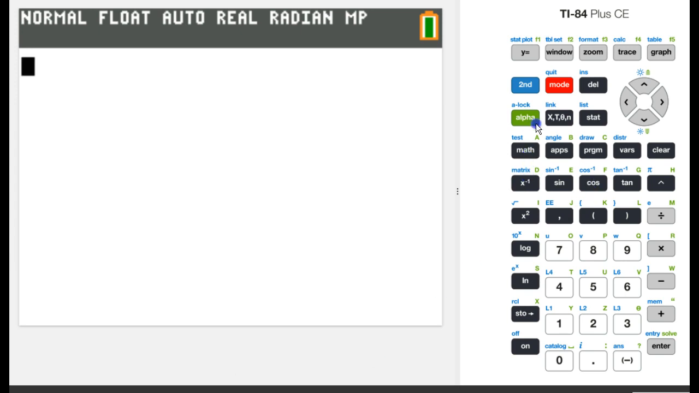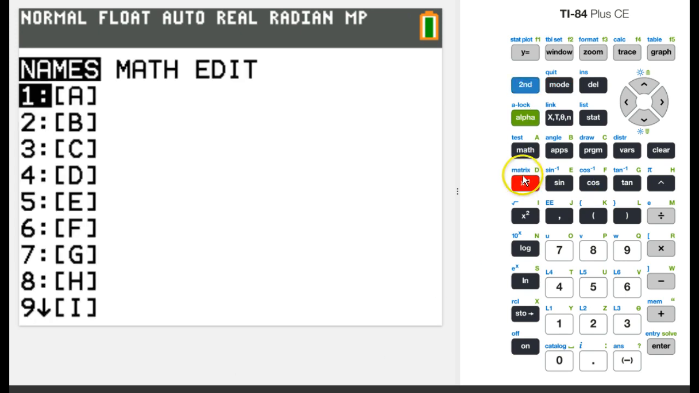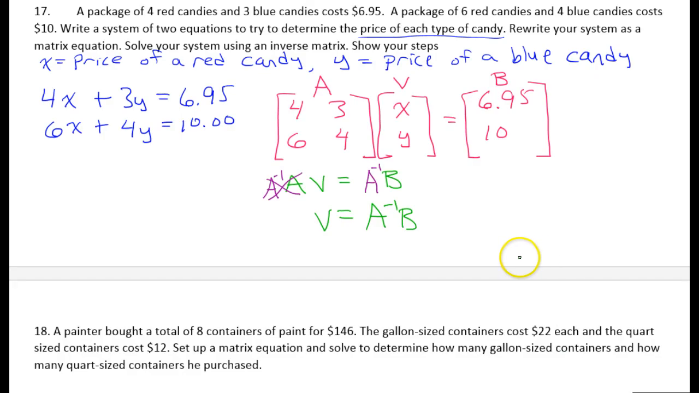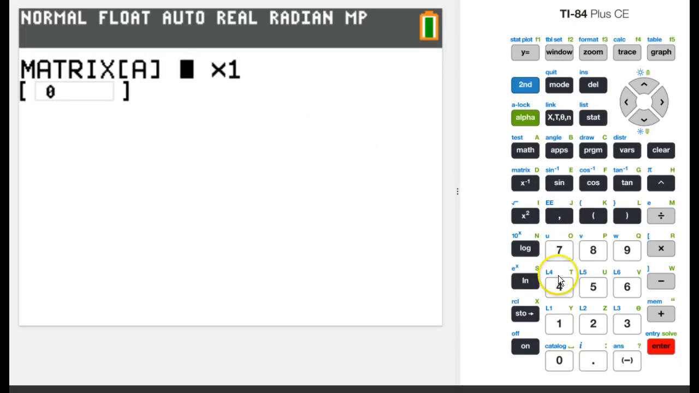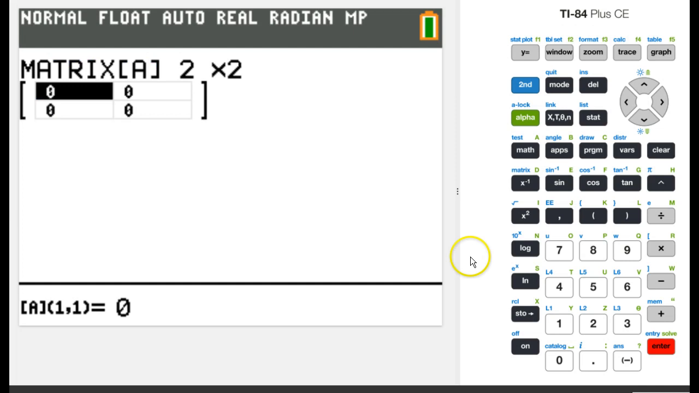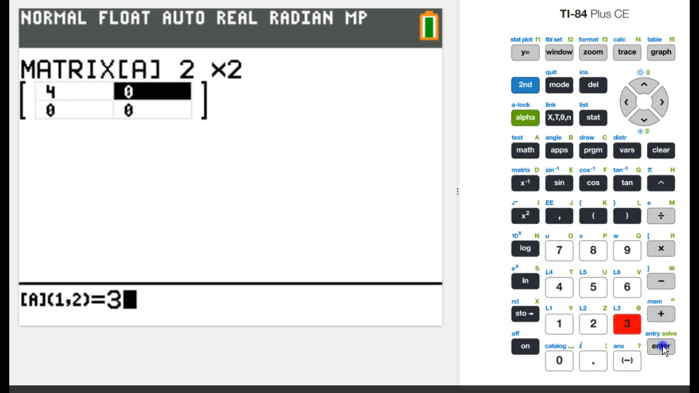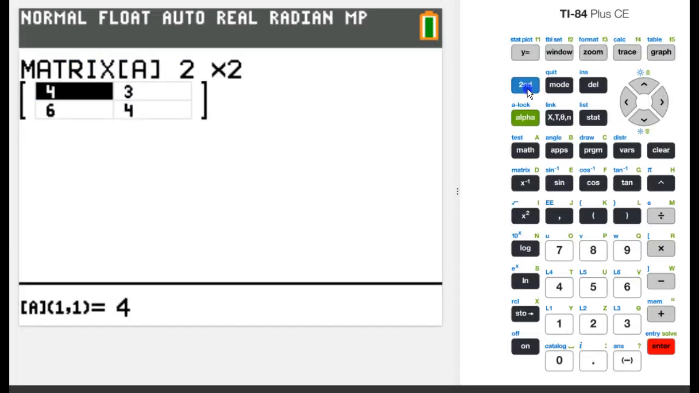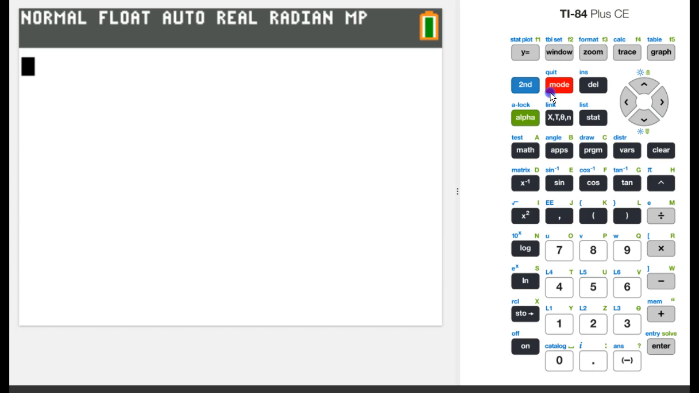Okay, so go into matrix mode by hitting second matrix. We need to edit, so I'm going to slide over to the edit area and edit matrix A. Now matrix A is a 2 by 2 matrix, so I need to change these dimensions. And now I get to type in 4, 3, 6, 4. Quit your way out of this by hitting second mode.